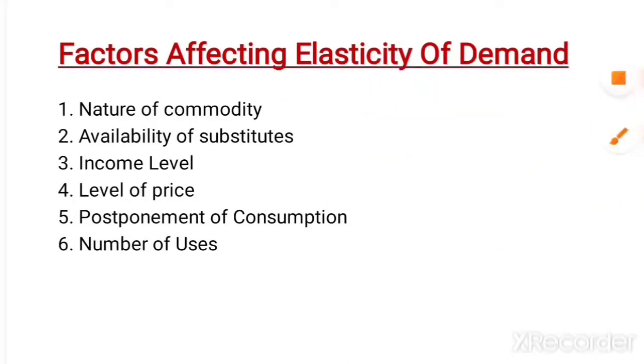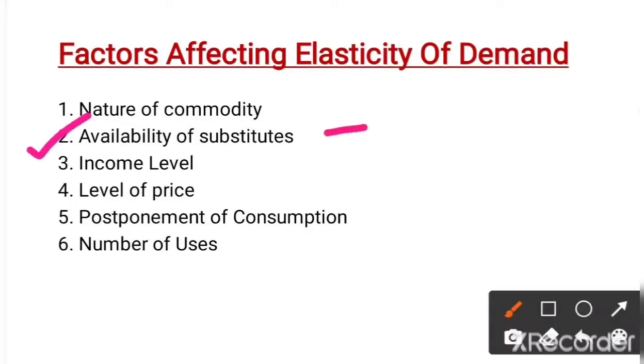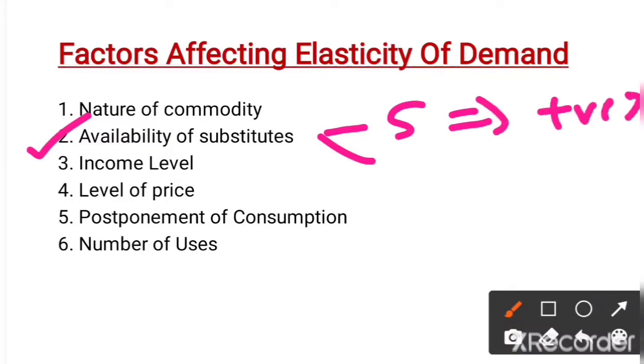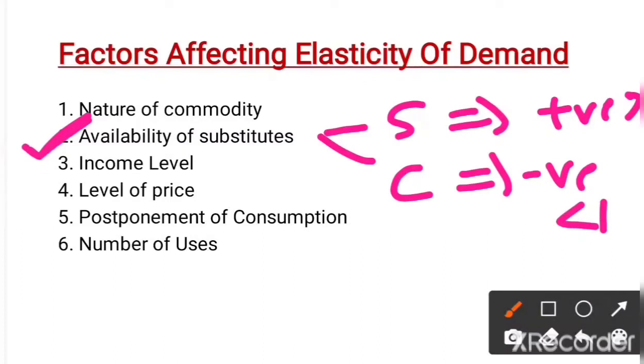The next one is availability of substitutes. Students, if substitutes are available, your elasticity of demand will be positive, that is greater than 1. If no substitutes are available, and only complementary goods are there, it will be negative, that is less than 1. We have already studied this reason in your previous chapter, that is under lecture number 14.